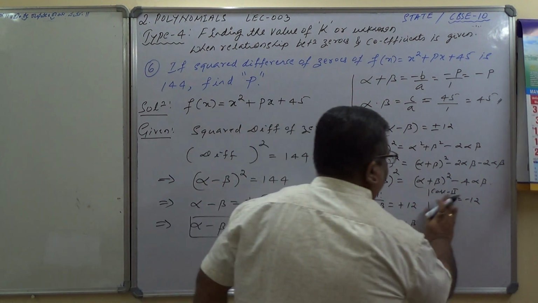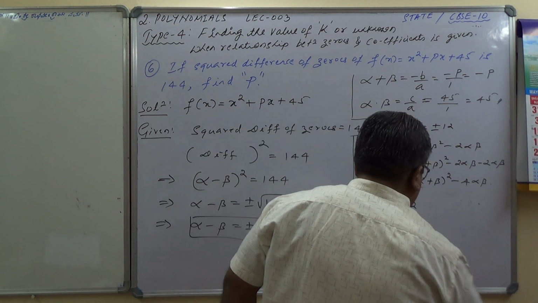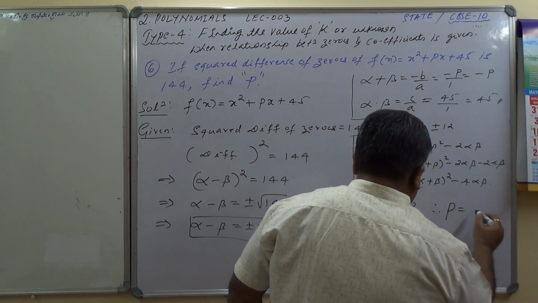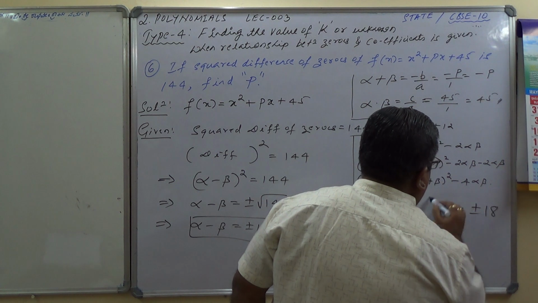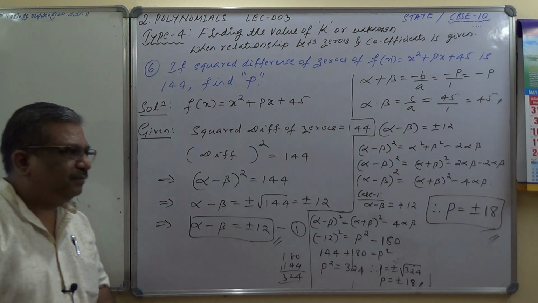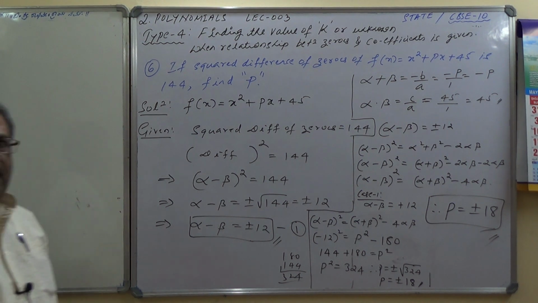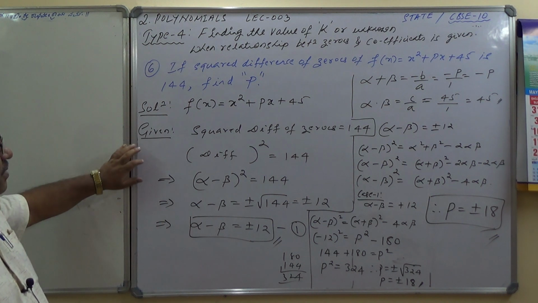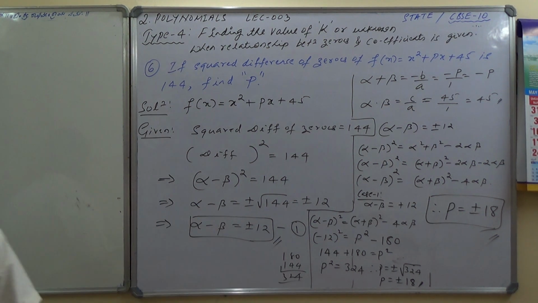I need not work out case 2 over here. Therefore my final answer for this question will be p equals plus or minus 18. Isn't it very interesting? This is quite interesting, and I hope you have understood how to find out this one. Okay, please note it down.